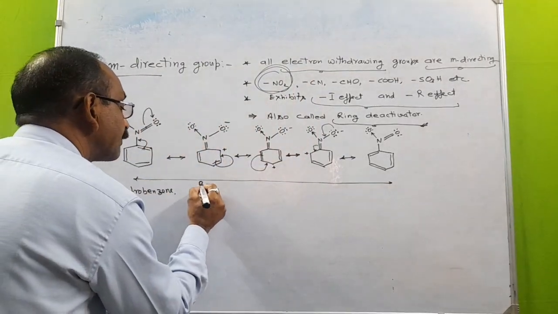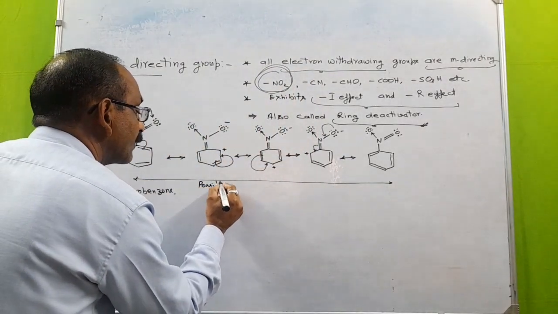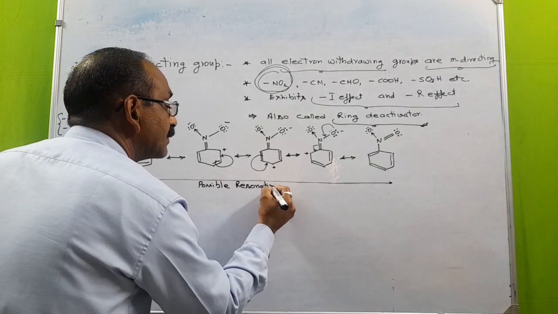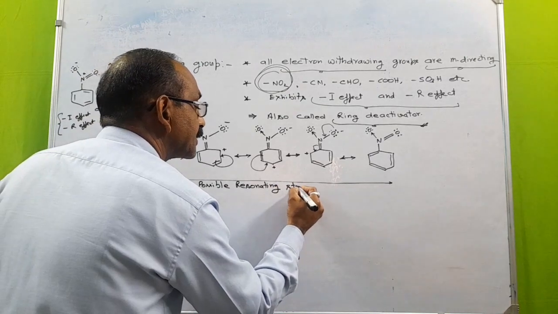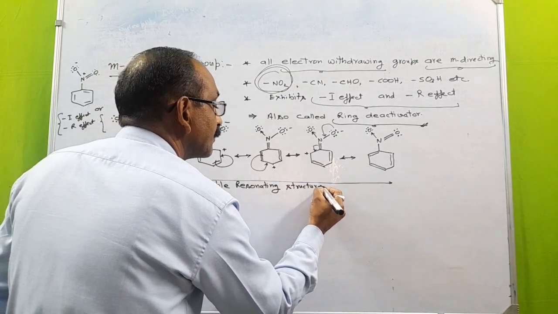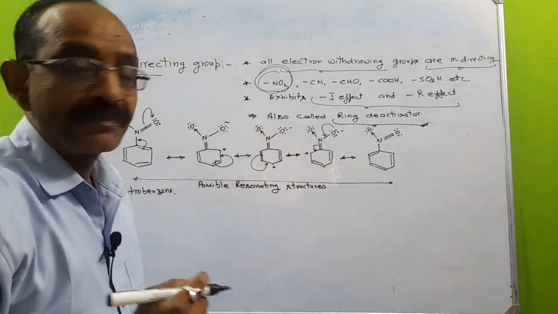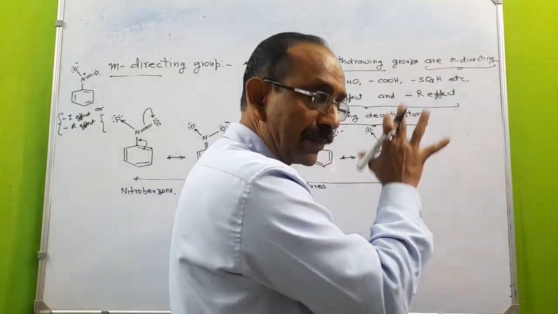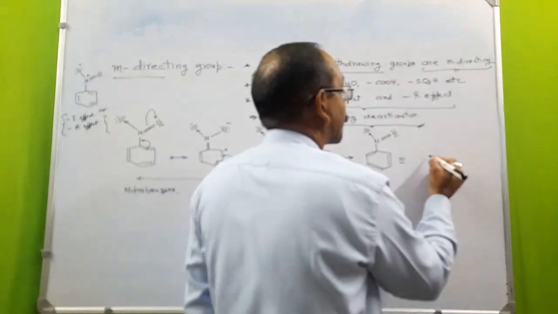These are the possible resonating structures for nitrobenzene. Actual structure is none of these. Actual structure lies in between all these possible structures.